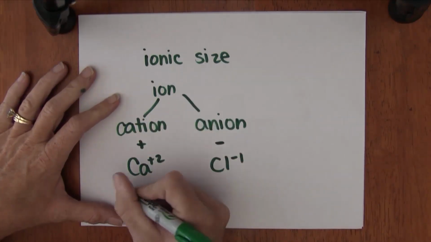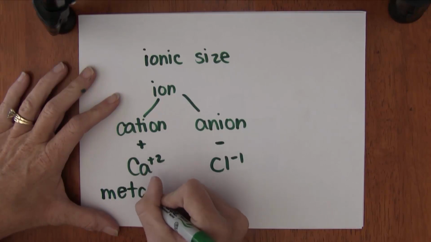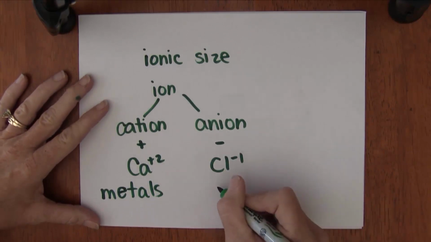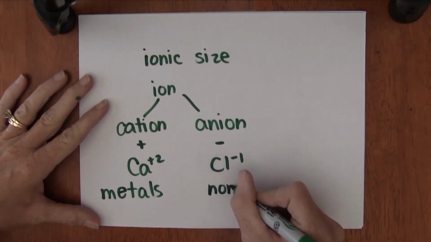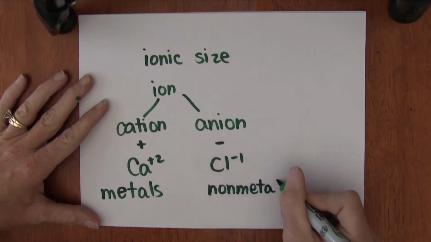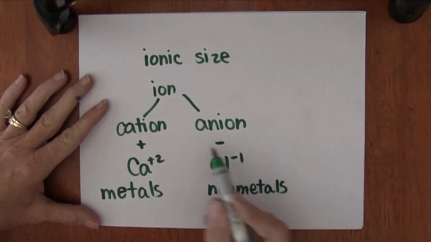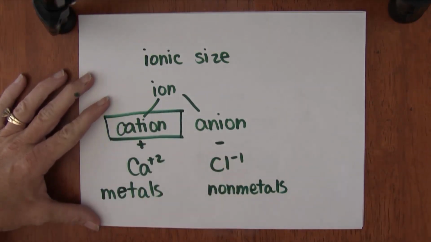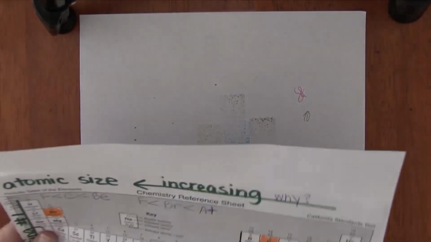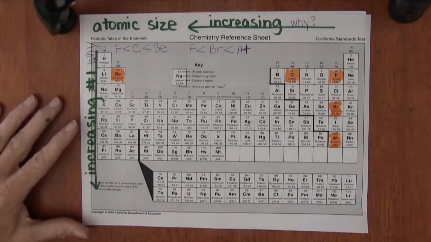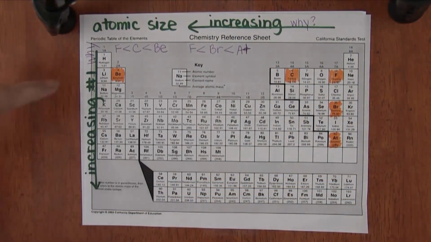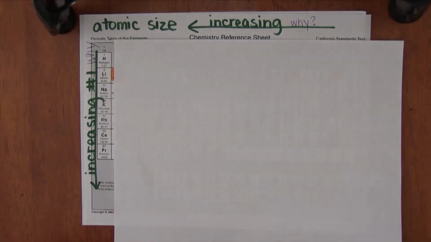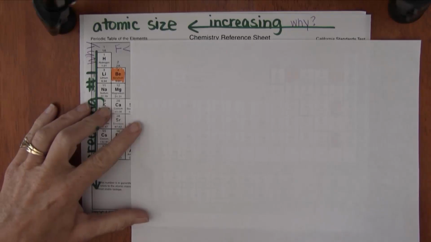Generally, cations are made up of metals, or the left side of the periodic table, and generally anions are made up of nonmetals, or the right side of the periodic table. So we're going to first compare some cations. And when you're comparing cations, we can generally use the rules for atomic size. Increases to the left, increases going down, and the why works, the explanations that we discussed before. But let's compare a couple cations.